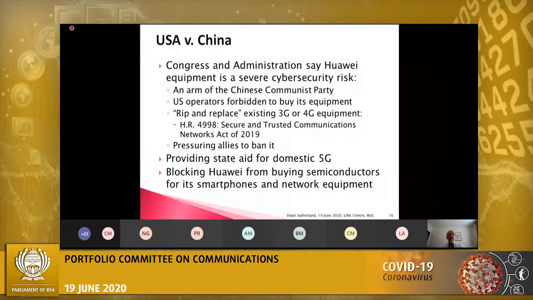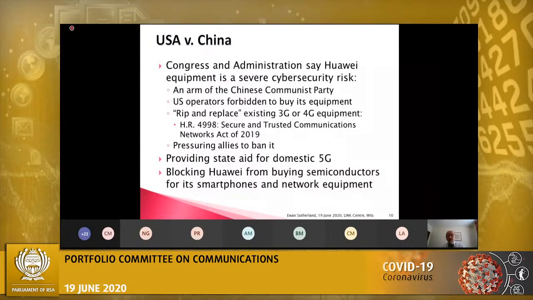One of the US senators was giving evidence to the House of Commons in London the other day, and he basically said Huawei is an arm of the Chinese Communist Party dedicated to the overthrow of Western civilization.